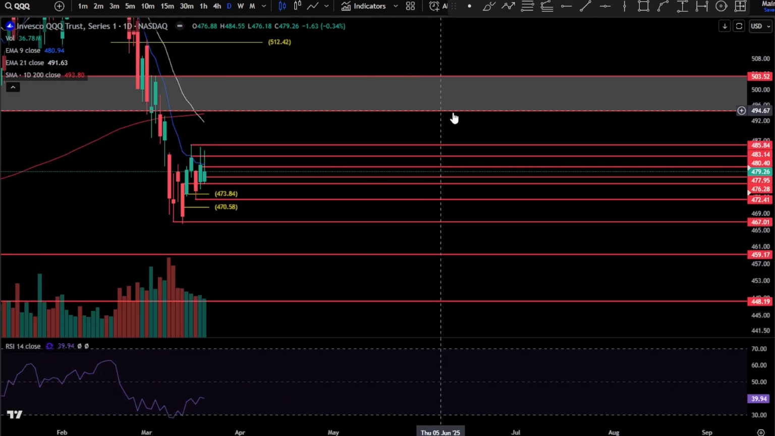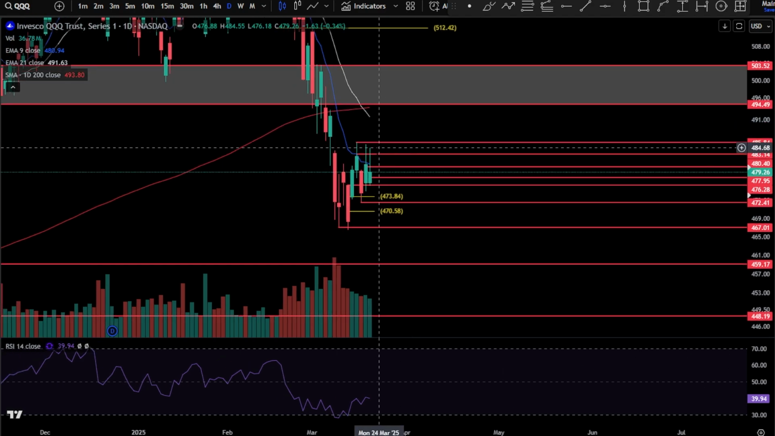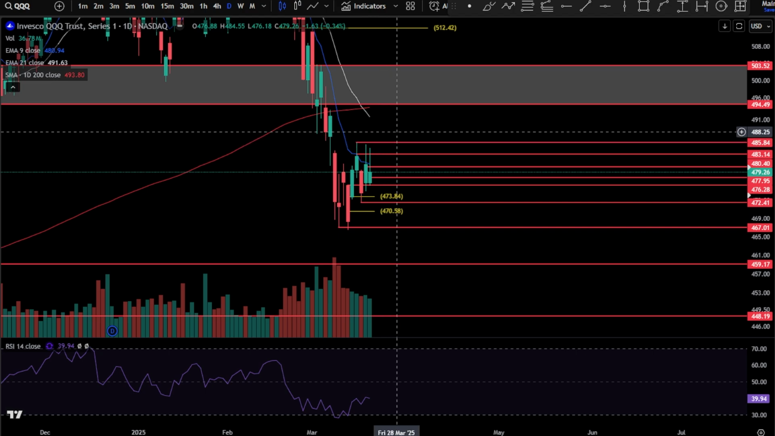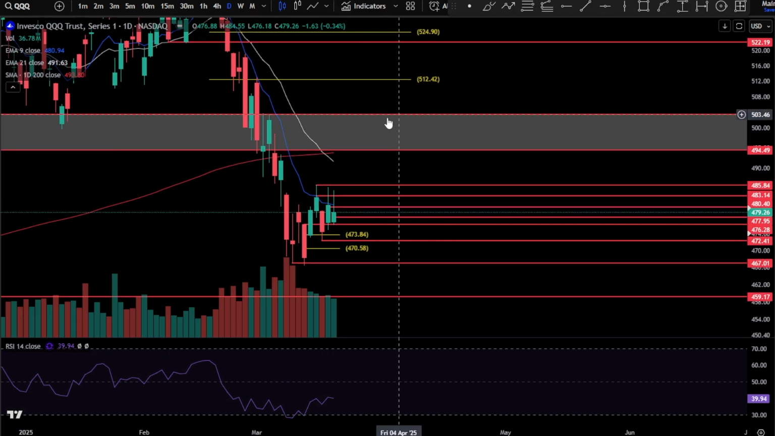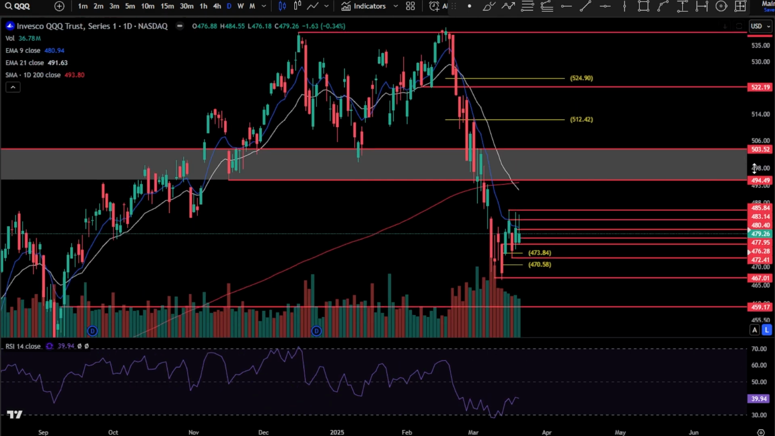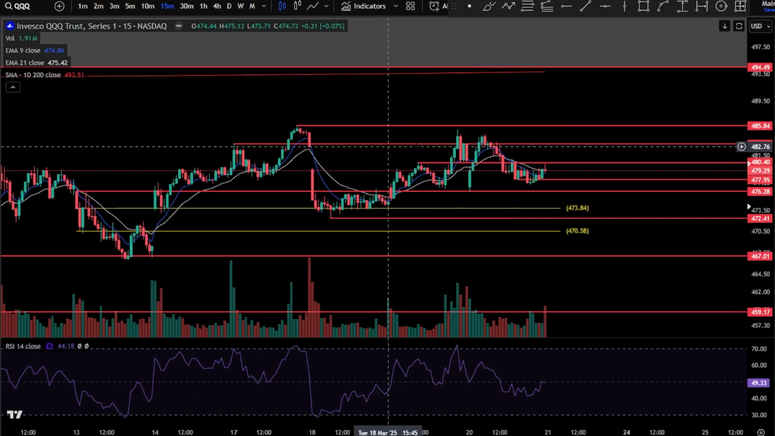But if you can take out 585.84 before you take out 472.41, then you do have this sequence of higher low followed by the higher high. And from that point, we can get a larger bounce going. We probably start that move into this area or the 0.618 fib up here, 512.42. But in the short term, that's all we really care about.